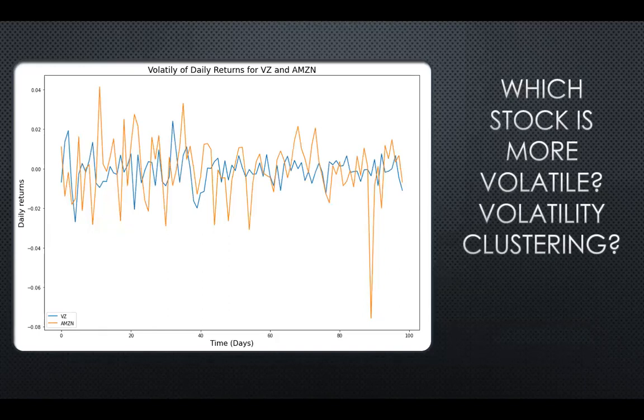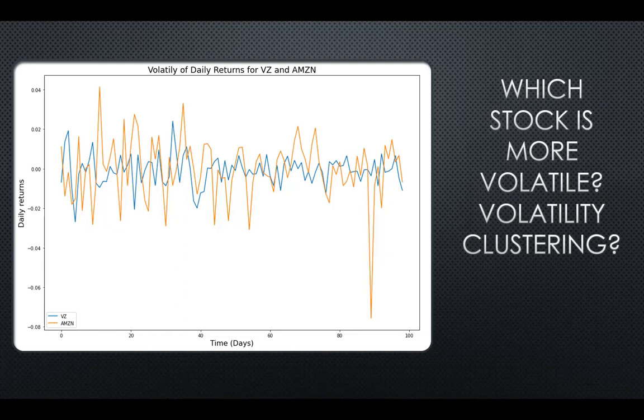Which stock is more volatile, and is there volatility clustering? As you can see, Amazon is much more volatile in this graph, as I plotted the daily returns in a line plot over the past 100 days. You can see that Amazon's is much more up and down, and the values are much higher. As you can see towards the end, that large drop down where that outlier is just below -8%, and then back up to 0 the next day.